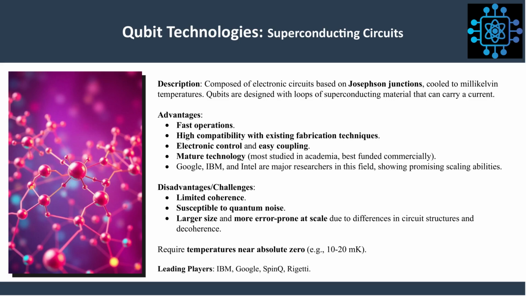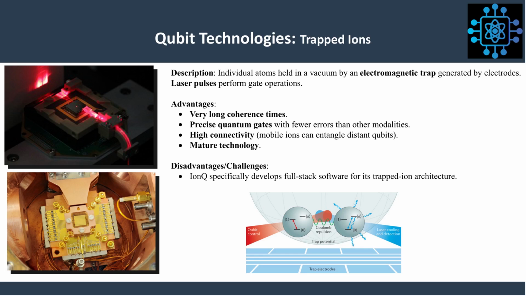Despite their maturity and backing by International Business Machines, Google and Intel, challenges include limited coherence and susceptibility to quantum noise. These circuits require near absolute zero temperatures, posing scalability issues due to size and error rates. Trapped ions utilize individual atoms in a vacuum, controlled by electromagnetic traps and laser pulses. They offer long coherence times, precise quantum gates, and high connectivity, making them a mature technology. However, challenges include the complexity of full-stack software development, as seen with IonQ's architecture.